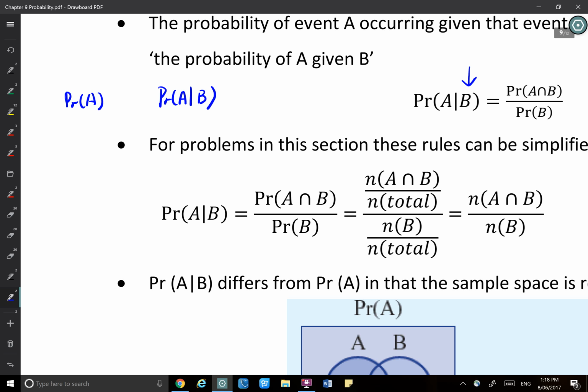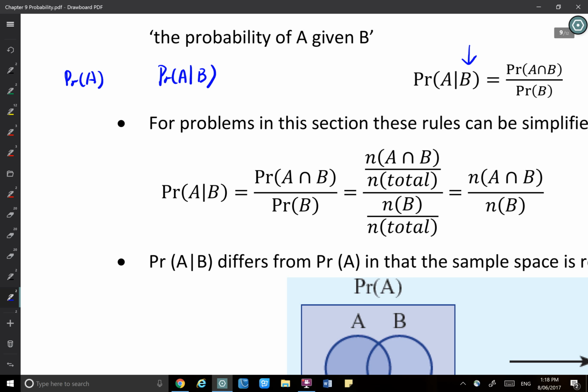Well, let's have a think. B has some connection with A, and you already know that B is happening. That will increase the probability of A, the chance of A happening. Not necessarily, but most of the time it will increase the probability of A. We'll see some examples later and you can come back to think about this question. Not 100% sure, but most of the time it will increase the probability.